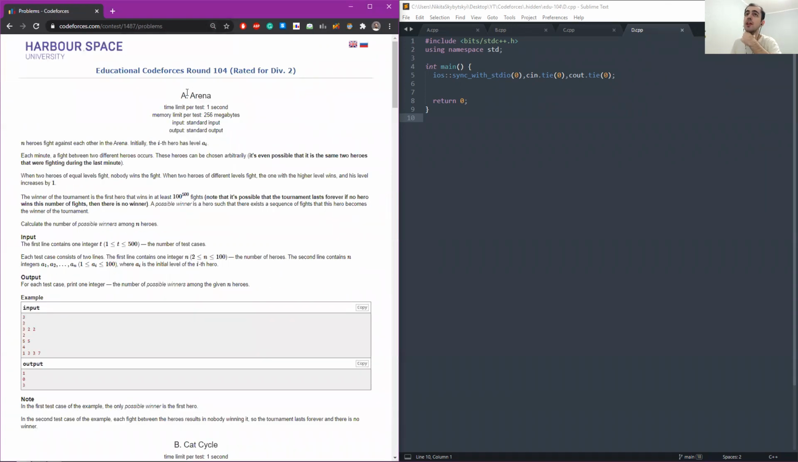Okay, so problem A, arena. We have n heroes fight against each other in the arena, and the i-th hero has level a_i. Each minute a fight between two different heroes occurs. These heroes can be chosen arbitrarily. It's impossible that it's the same two heroes that were fighting during the last match. When two heroes of equal levels fight, nobody wins the fight. When two heroes of different levels fight, the one with a higher level wins, and his level increases by 1.